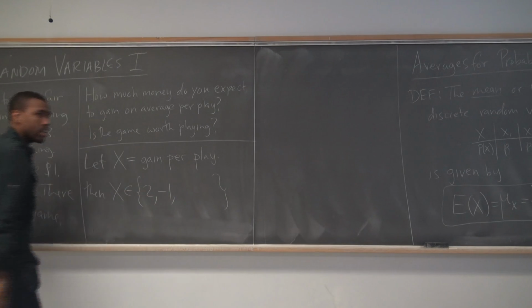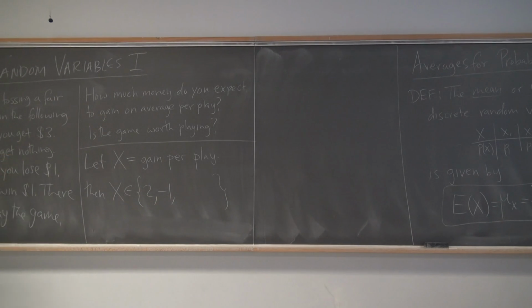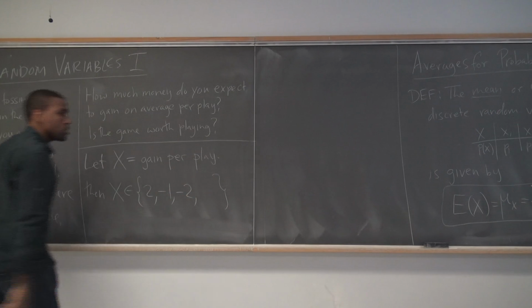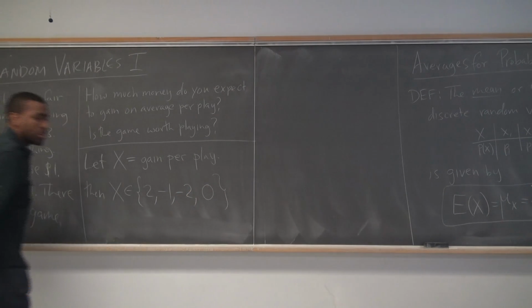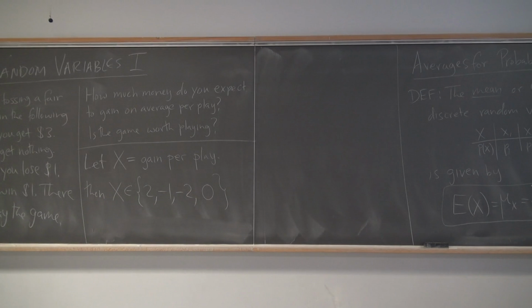There is a possibility of me losing another $1, right? So I pay $1 to start playing, but if I roll any one of these, I lose another $1. So that's -$2. There's also the situation, if it lands on a 4, I win $1, which means I don't really lose anything. So I pay him $1 and he gives me my $1 back. All right, so these are the possible values for x.